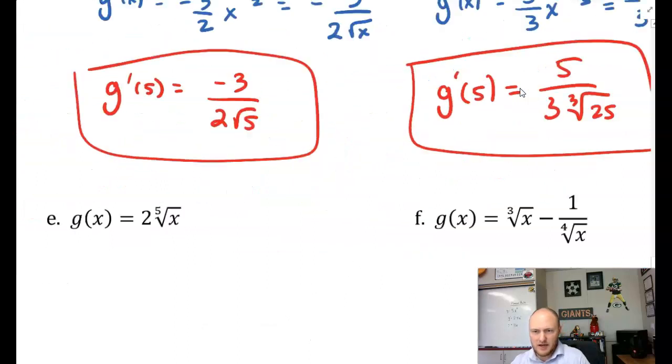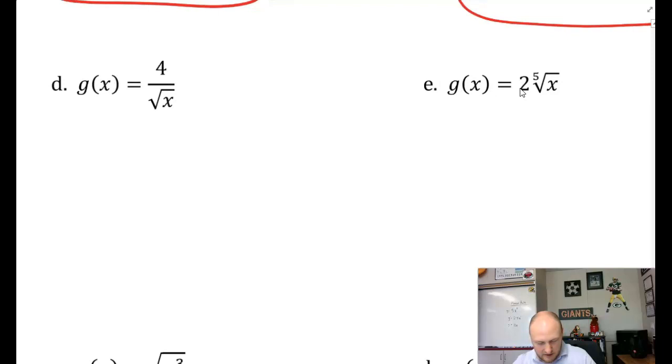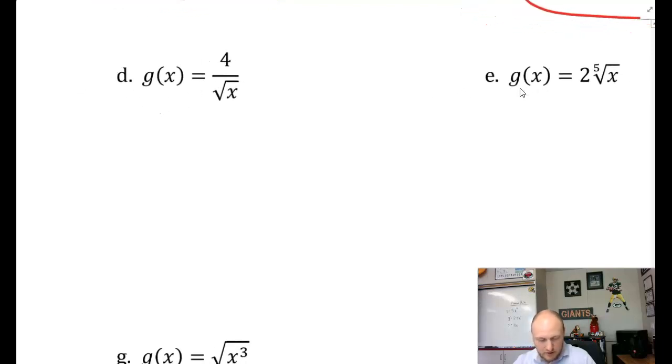All right, moving right along. I would like you to go ahead and try D on your own. Pause me. I'll show you the answer here in a moment. Okay, so the first thing that you had to do is move that radical into the numerator. So that would be 4x to the power of negative 1/2. We'll now take the derivative.